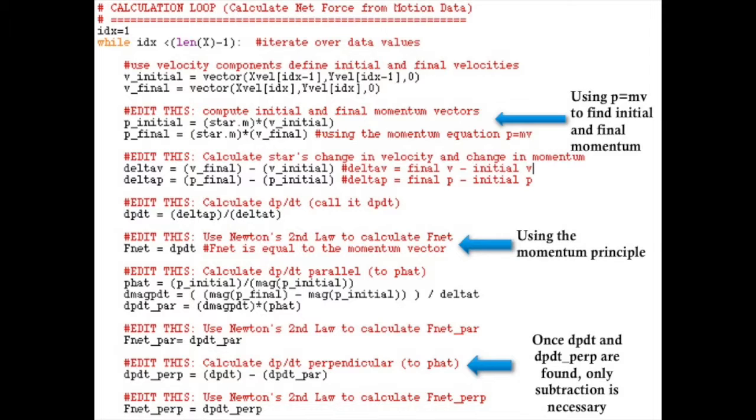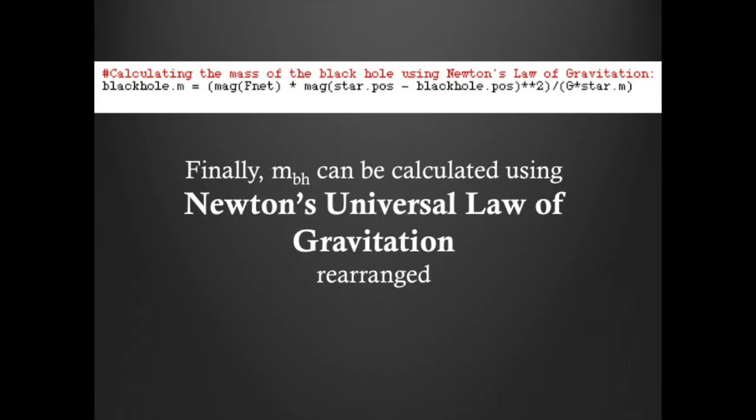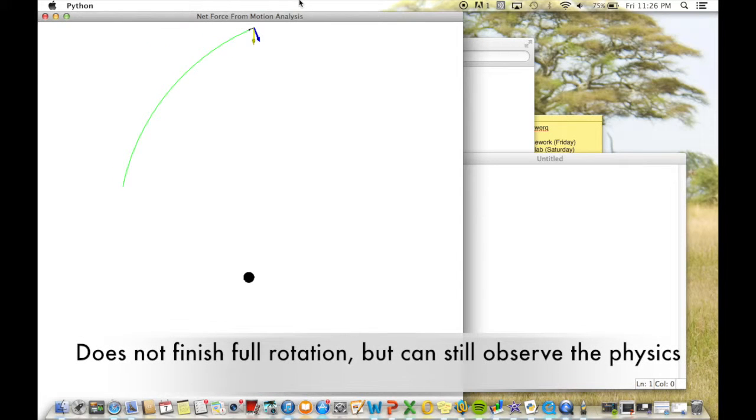Here is my calculation loop. I use the formula for momentum. Momentum is equal to mass times velocity to find the initial and final momentum. From here, I am able to find the change of momentum, and through the momentum principle, F net and its parallel and perpendicular components. In my final calculation to find the mass of the black hole, I use the rearranged law of universal gravitation. Here is what my code looks like when run.